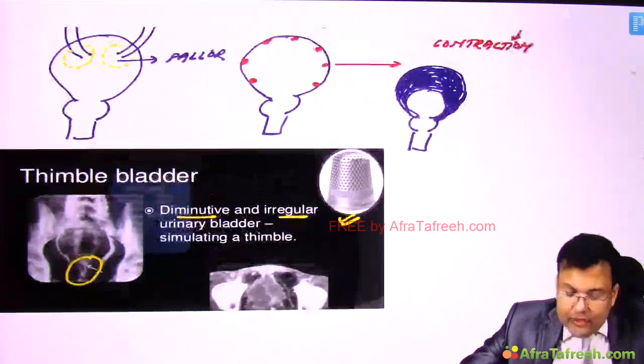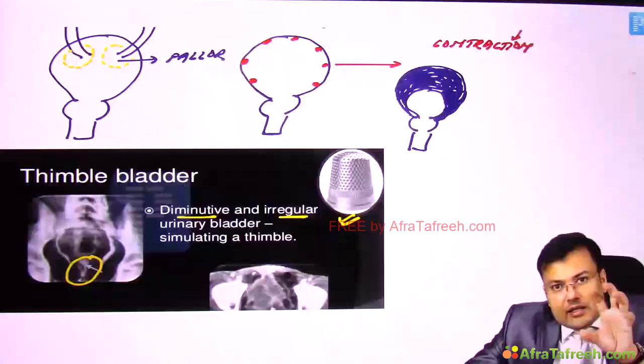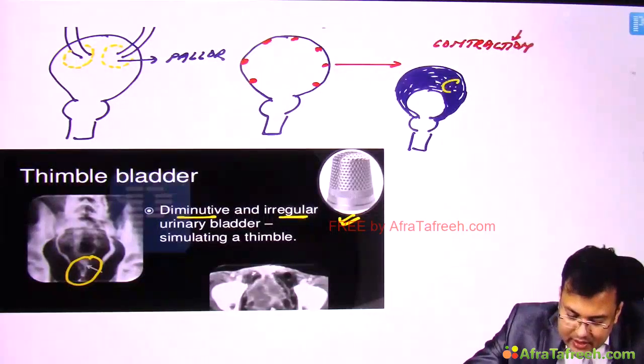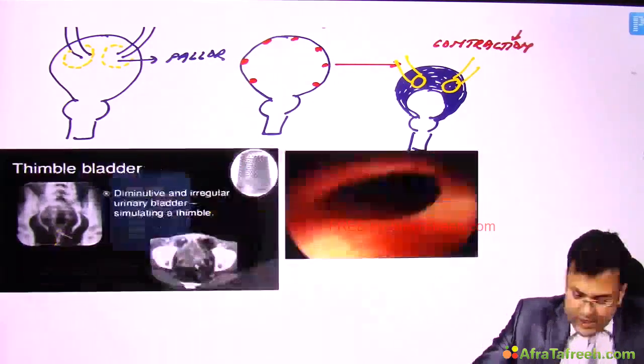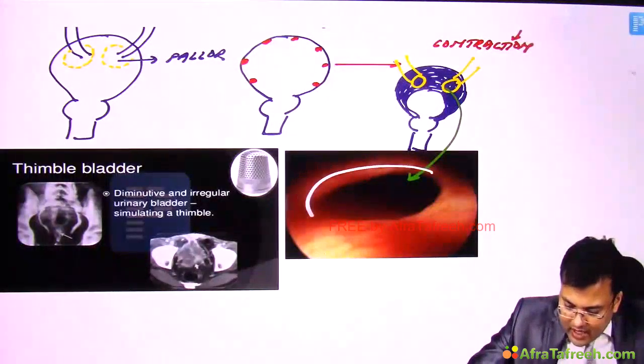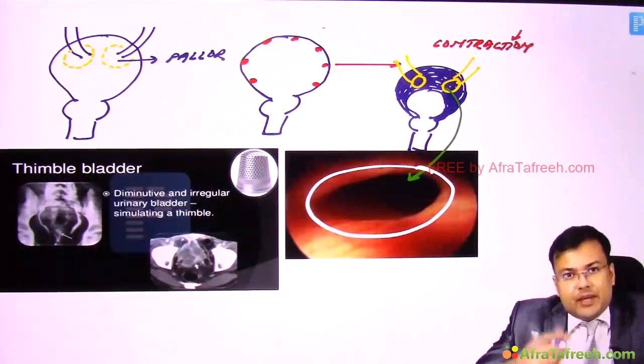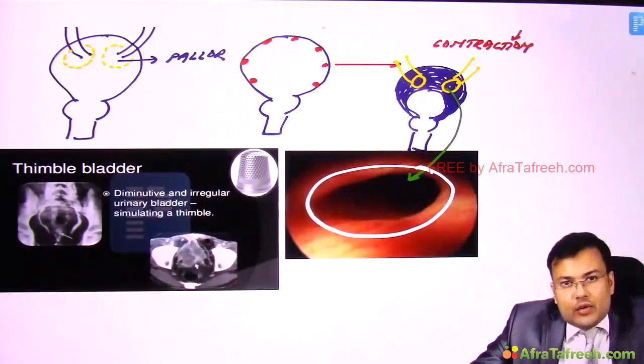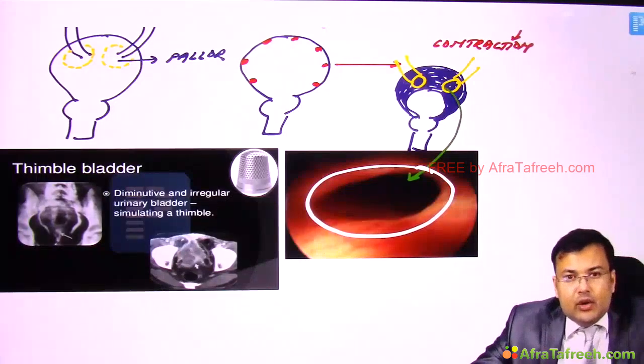Now what will happen to the ureteric orifice? Since the bladder is small and contracted, you can see the ureteric orifice will appear something like this. So you can see this is the appearance. So this is how the ureteric orifice appears on cystoscopy, and it is looking like what? Golf hole. So that's why this appearance is golf hole ureteric orifice.